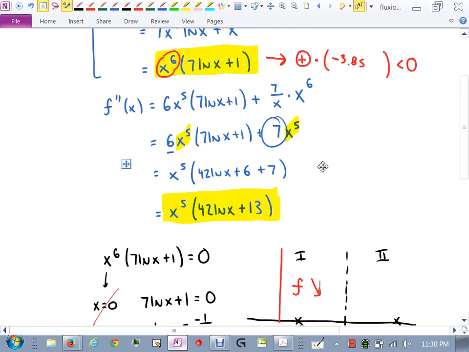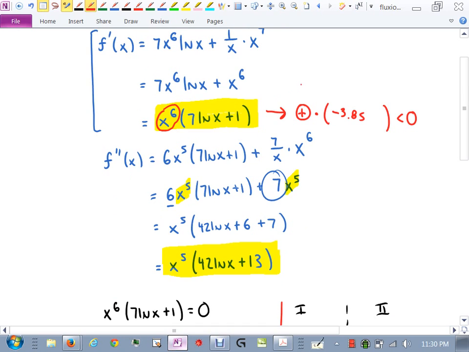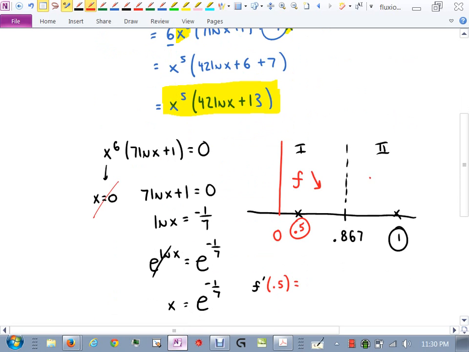Now if I plug 1 into this thing, 1 to the 6th power is 1. And then, check it out, natural log of 1 is 0, so that whole thing goes away. And all you're left with is plus 1 in there. And that's a positive number. And that means that my function is increasing here.